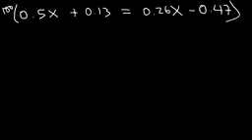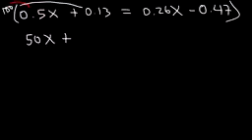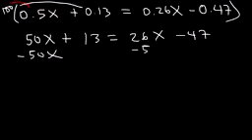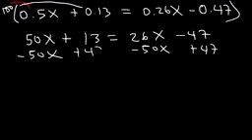So 100 times 0.5x, that's going to be 50x. And 100 times 0.13, you just got to move the decimal 2 units to the right. So that's going to be 13. 100 times 0.26x is 26x. And 100 times negative 0.47 is negative 47. And now we can solve this like any other equation. So what I'm going to do is subtract 50x from both sides. And at the same time, I'm going to add 47 to both sides.